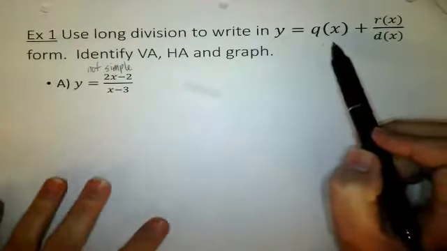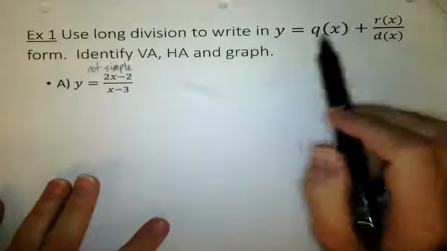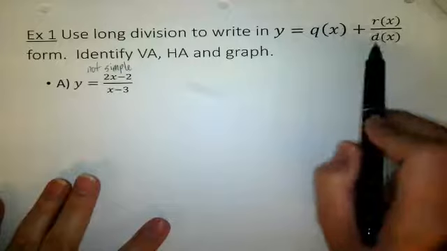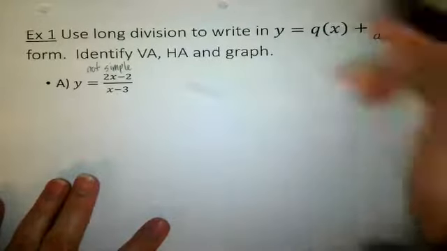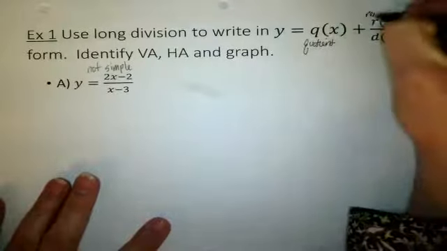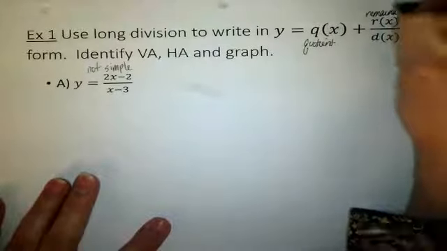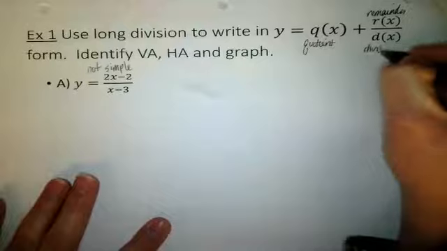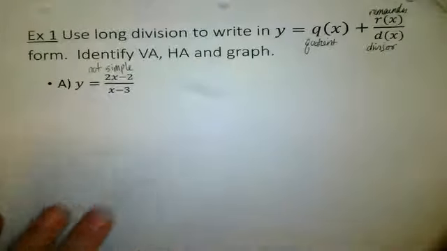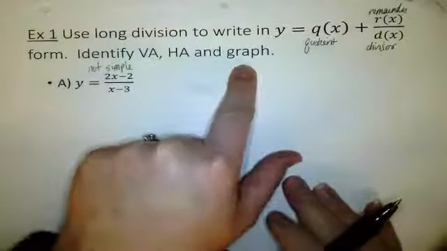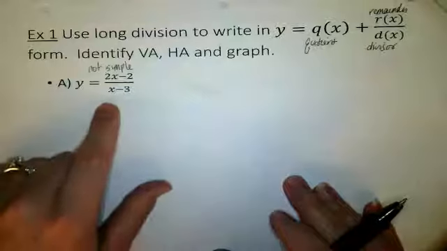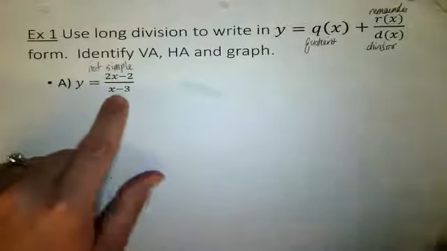And so we're going to write, using long division, quotient plus remainder over divisor. So Q is for quotient, plus remainder over D for divisor. All right. Once we do that, then we can do everything we did yesterday, the vertical asymptote, horizontal asymptote, and then graph it. The divisor is x minus 3.